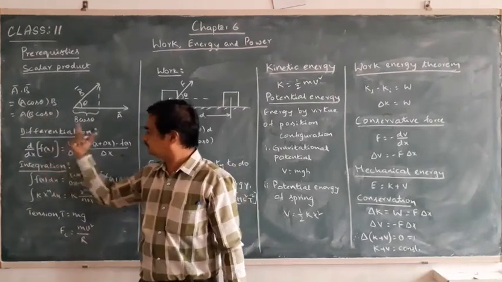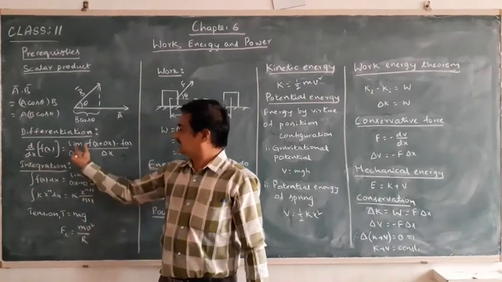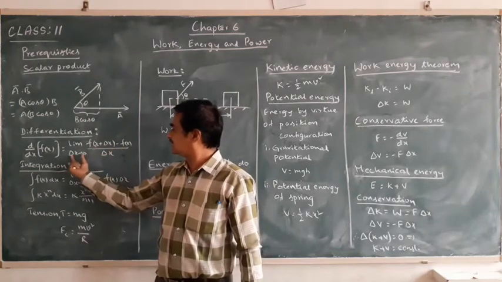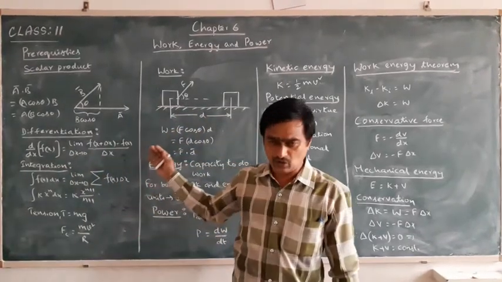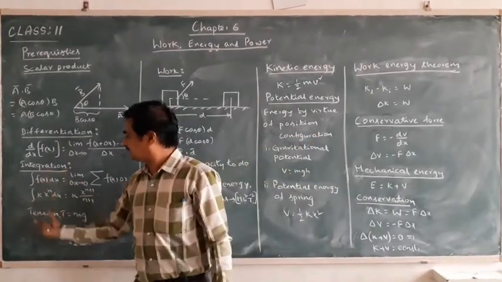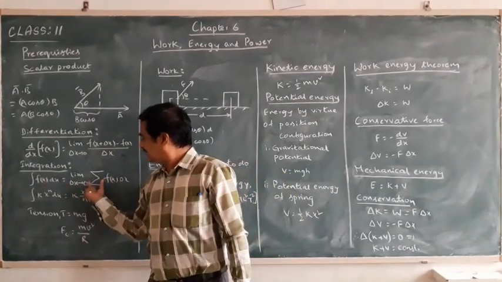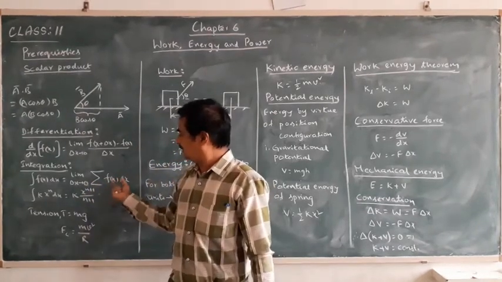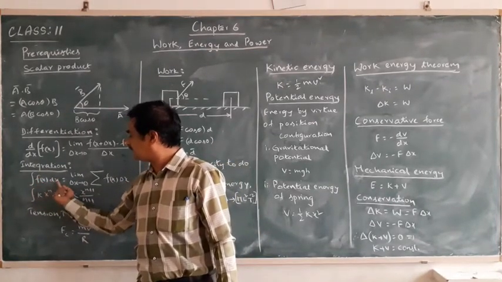Now differentiation. The differential of a function is denoted as d by dx of f of x. It is defined as the limit of f of x plus delta x minus f of x, divided by delta x, as delta x tends to 0. That is the change in the function with respect to x when the change in x approaches 0. This is integration. That is, if you take the summation over very small intervals, the summation of elemental units is defined as integration. It is written as integral of f of x dx.